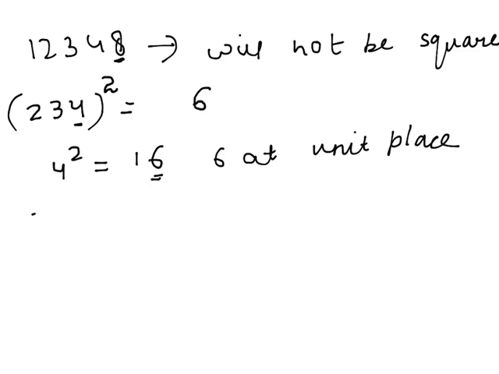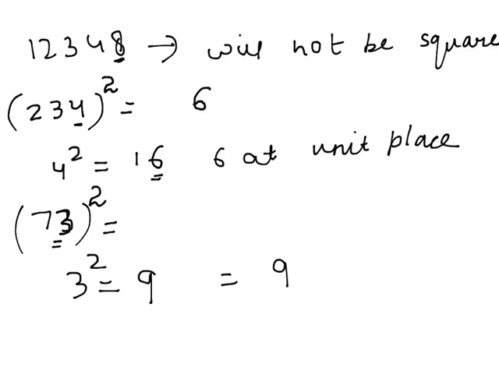Similarly, if we have a number like 73, and a question like what will be at the unit place of the square of 73, first of all we will find the unit digit of 73, that is 3, and we know 3 square will be 9, so it will always end with 9. So 73 square surely will have 9 at the unit place.